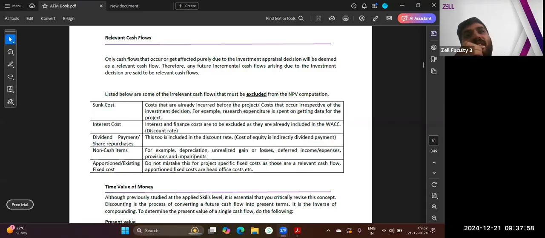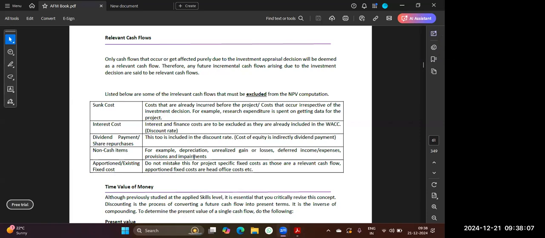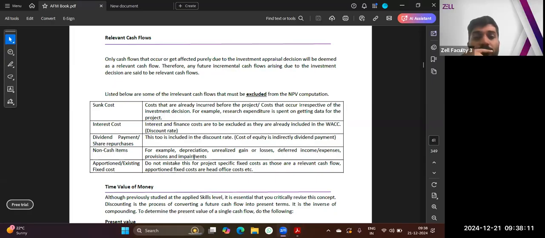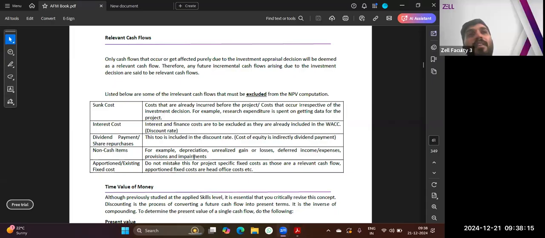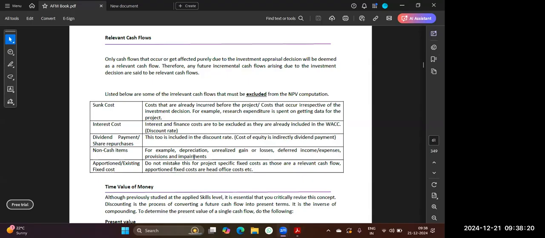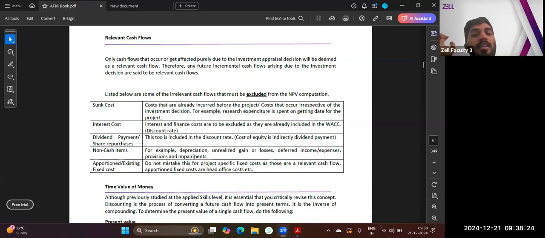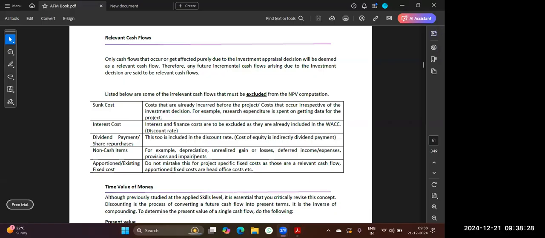Now, why do you think dividend is an irrelevant cash flow? Is dividend a cash item or a non-cash item? Dividend is a cash item. When you pay dividend, does the actual balance in your bank account go down? Yes, sir. So that means it's a cash element. Now, is dividend an income or an expense? Expense.